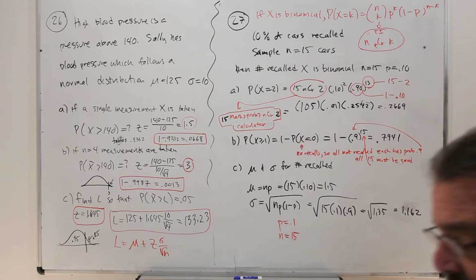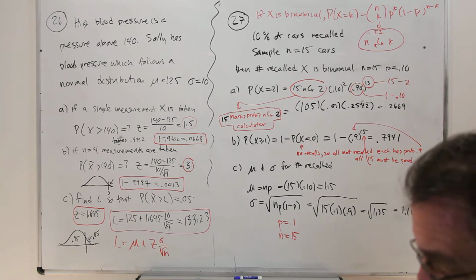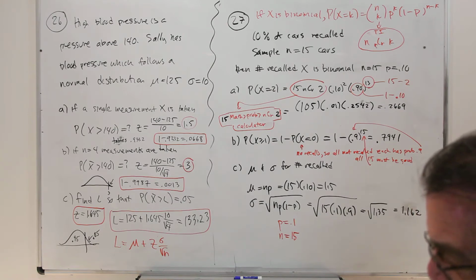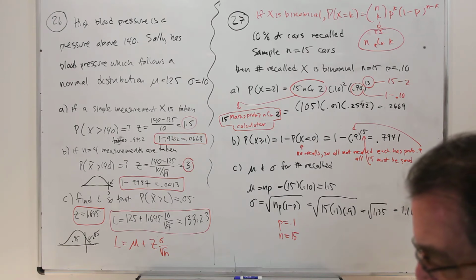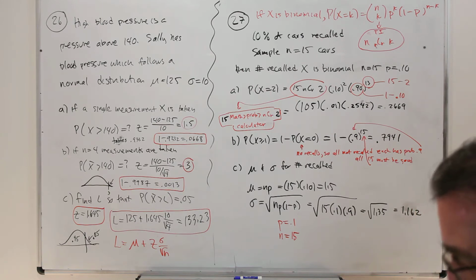So here we go on number 26. Sally's doctor is concerned that she may suffer from high blood pressure. A patient is classified as having high blood pressure if the pressure is above 140. Suppose Sally's measured blood pressure varies according to the normal distribution, with mu is 125 and sigma is 10.